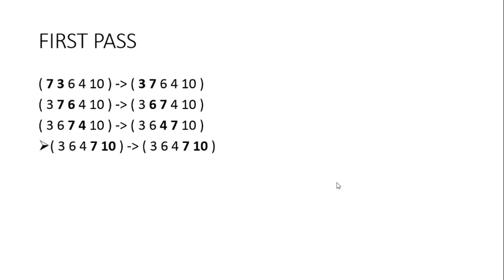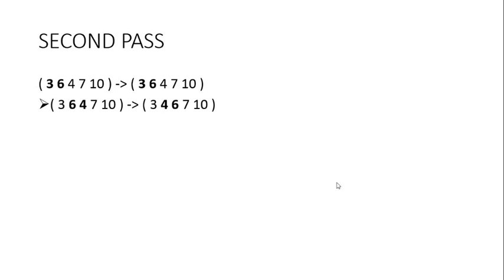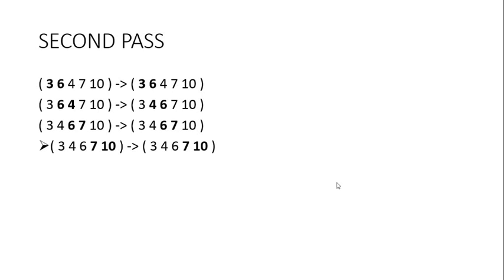Now the array is still not in a sorted list, so it would have to go through a second pass in order for the sort to be completed. The 3 and the 6 will be again looked at. Because the 6 is much larger, there will be no swap. The 6 and the 4 will be swapped. And then the 6 and 7 looked at, no swap taking place. And lastly, the 7 and the 10.